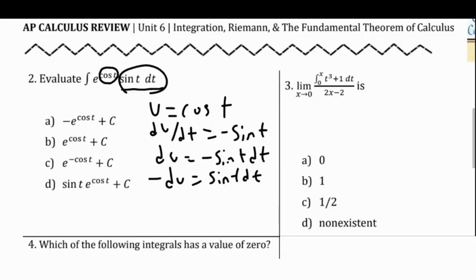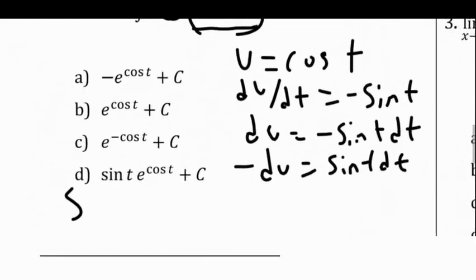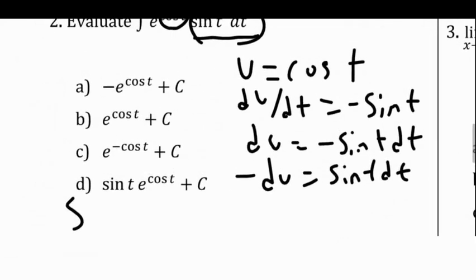So now we can rewrite this integral. If I zoom in, we can rewrite it as e to the u, because I set cosine t equal to u, and then I set sine t dt equal to negative du. So I'm going to just write a du here and bring the negative sign outside the integral.